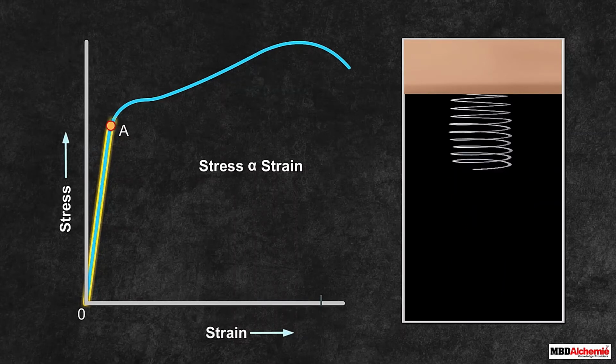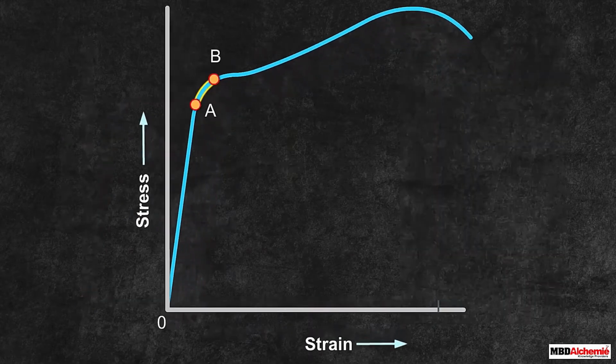The body regains its original dimension if applied force is removed. This region is called elastic region. The material behaves like an elastic body.